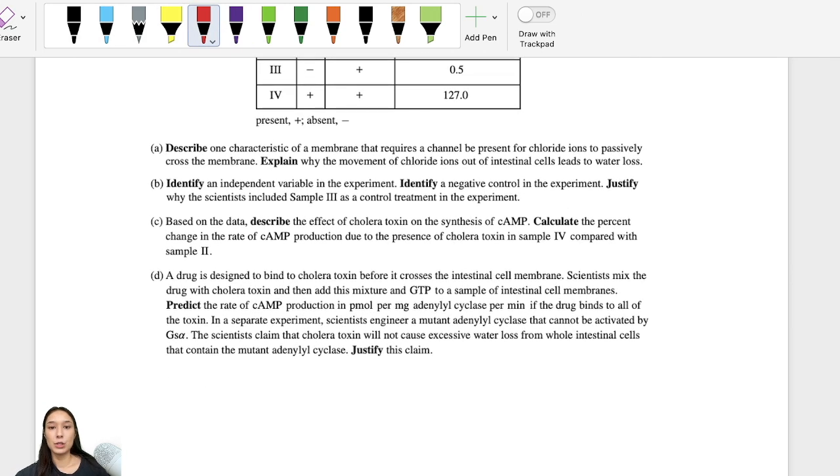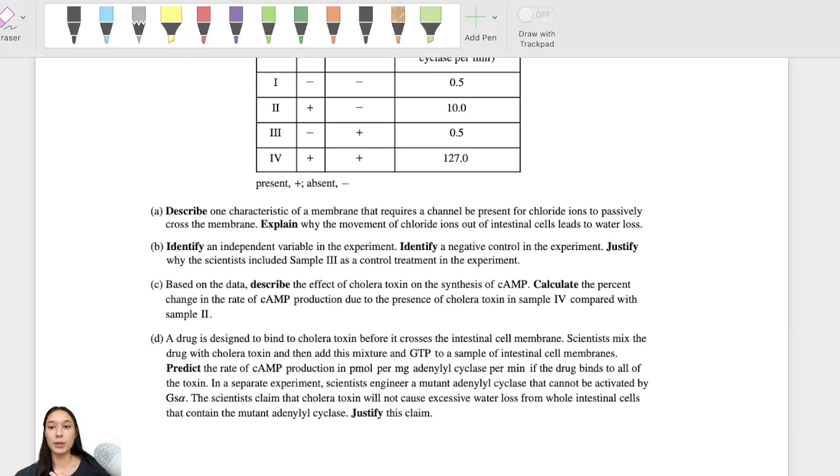Okay. So A says, describe one characteristic of a membrane that requires a channel to be present for chloride ions to passively cross the membrane. And then we'll leave the second part for after. Okay, so what's important is they're asking you to describe one characteristic. So a feature of a membrane that would require a channel protein to be present for chloride ions to passively cross the membrane. Okay, so this goes back to what we talked about in Unit 2, which is discussing what can and can't cross the membrane.